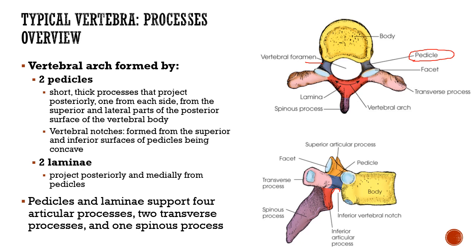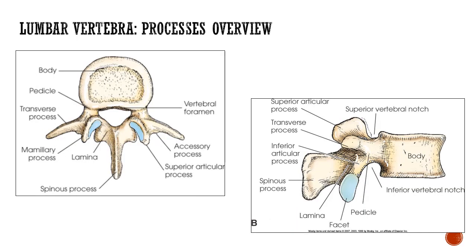There are also 2 laminae. The laminae are located posteriorly, immediately from the pedicles, and in the image up here they're shown in red. And here it is, it doesn't really show it too well, but approximately this area here for the lamina. The pedicles and laminae support 4 articular processes, 2 transverse processes, and 1 spinous process.